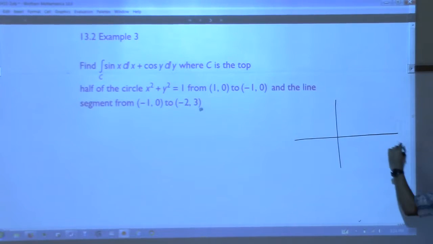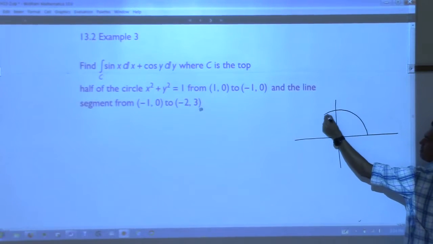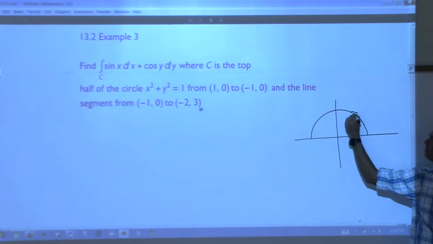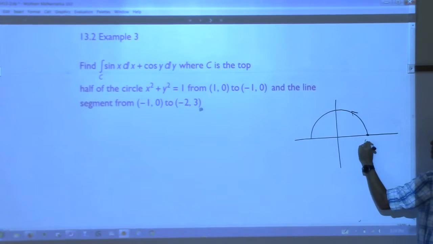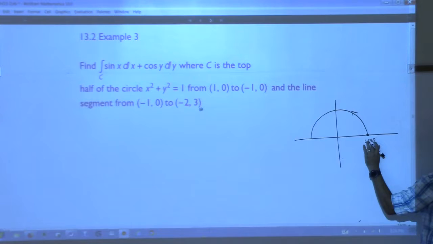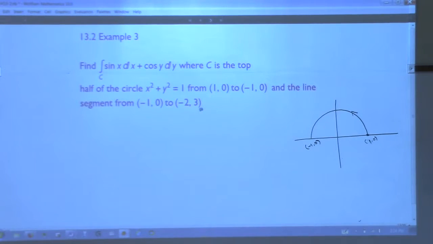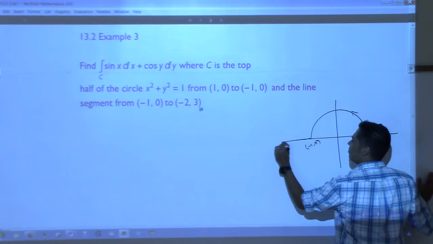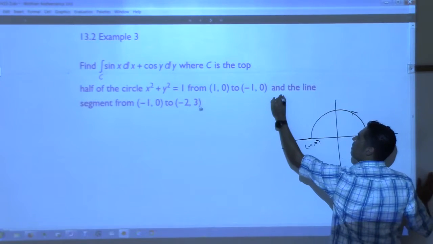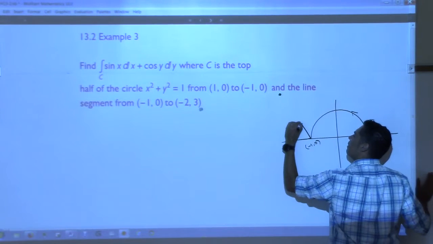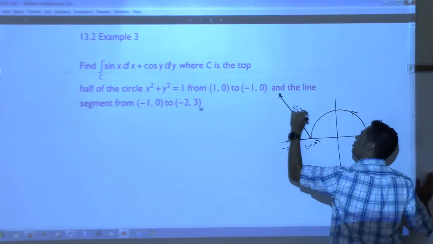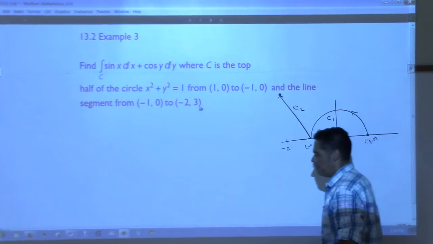So the first part, I think, is pretty self-explanatory because we've done that already. We're going to go from the point 1, 0 to negative 1, 0, right? And then from there, we're going where? Negative 2, 3. So that's going to be out here, negative 2, then up 3. So there's our C2, and there's our C1.